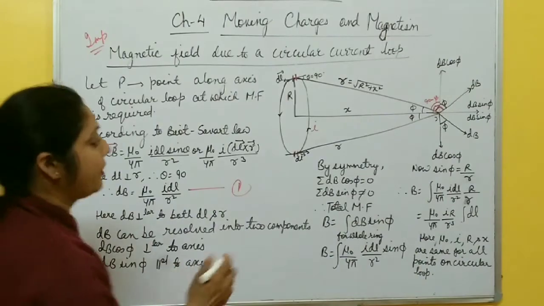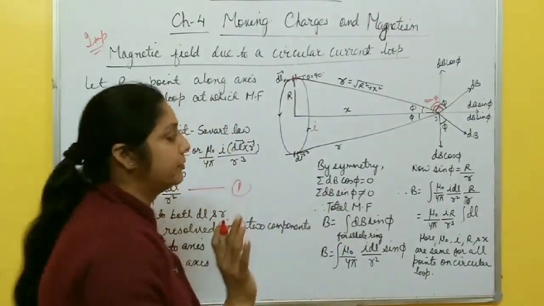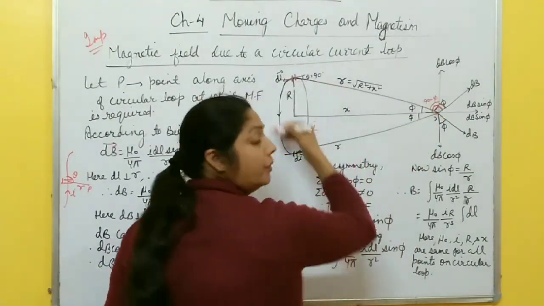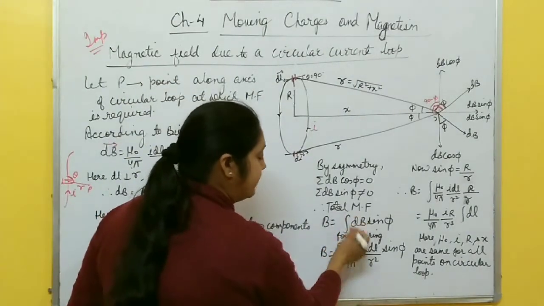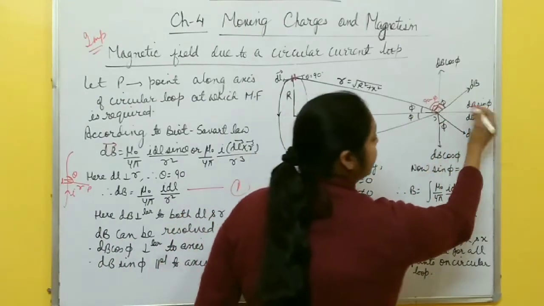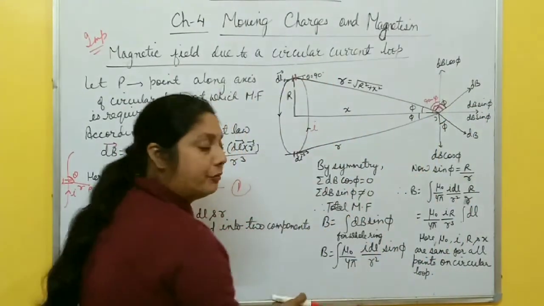So by symmetry, dB cos phi equals 0, only dB sin phi is left. So how do you find the total magnetic field at point P due to the whole circular current carrying loop? You have to integrate this dB over the whole ring, and only the sine component is left. You add the whole sine component over the whole ring. So B equals integral of dB sin phi.